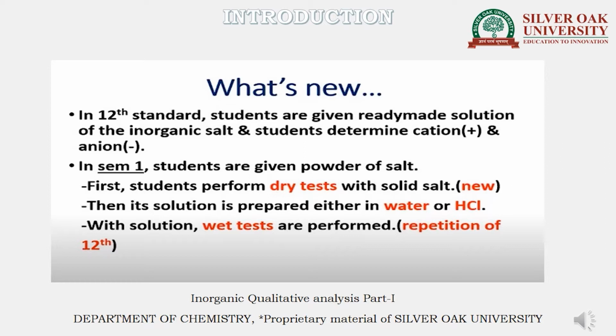In 12th standard you were given a ready-made solution of the salt, and you used to identify the positive and negative ion from that solution. But here in semester 1, instead of a solution you will be given a solid powder of your inorganic salt, and you have to identify the positive and negative radical from this salt.